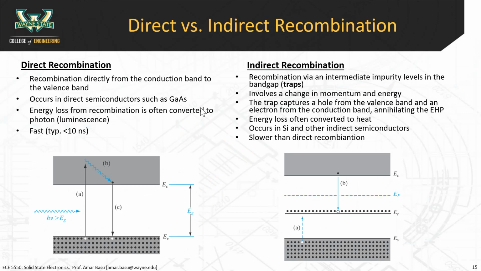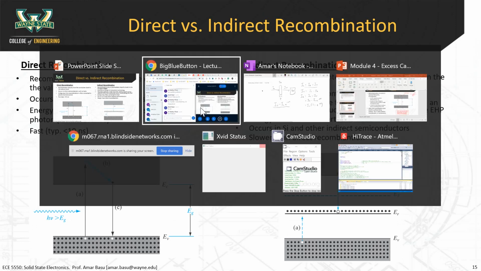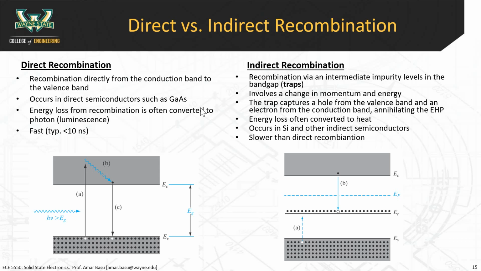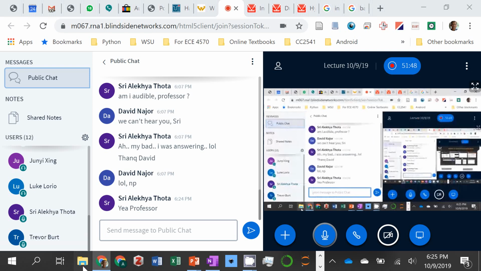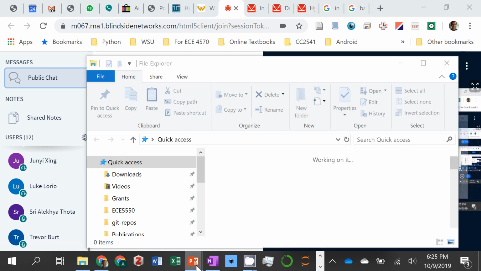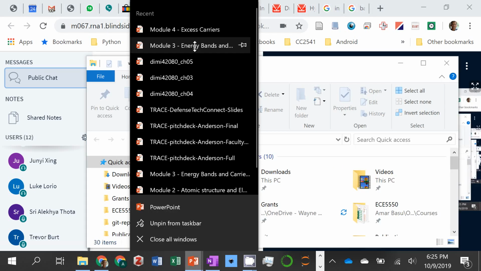All right. There's two types of recombination, as I mentioned earlier. One happens in direct bandgap semiconductors, such as gallium arsenide. The other one happens in indirect semiconductors. I just want to open up the last PowerPoint so you can remind yourselves.